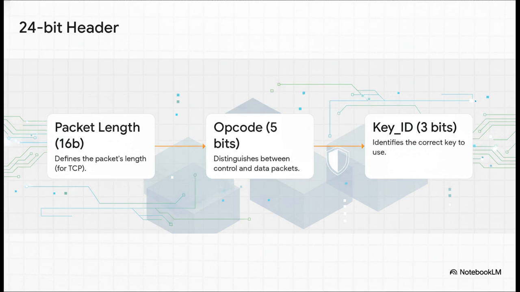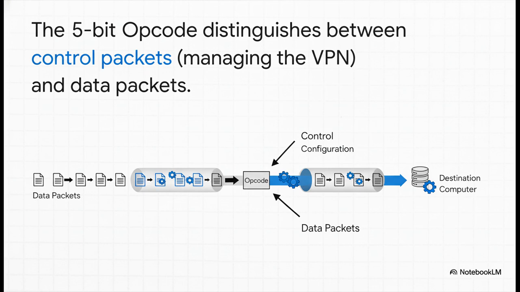So what's actually in this tiny, unencrypted header? It's just 24 bits long, broken into 3 little pieces. First, you've got 16 bits that say how big the whole packet is. Then, there's a 5-bit field called the opcode. And finally, a 3-bit key ID. Each one has a super important job. Let's look at that opcode. You can think of it as a label on the packet that says what it's for. It tells the other end whether this is a control packet, for setting up or tearing down the connection, or a data packet, which is the stuff you actually care about. It's basically the traffic cop for the entire tunnel.